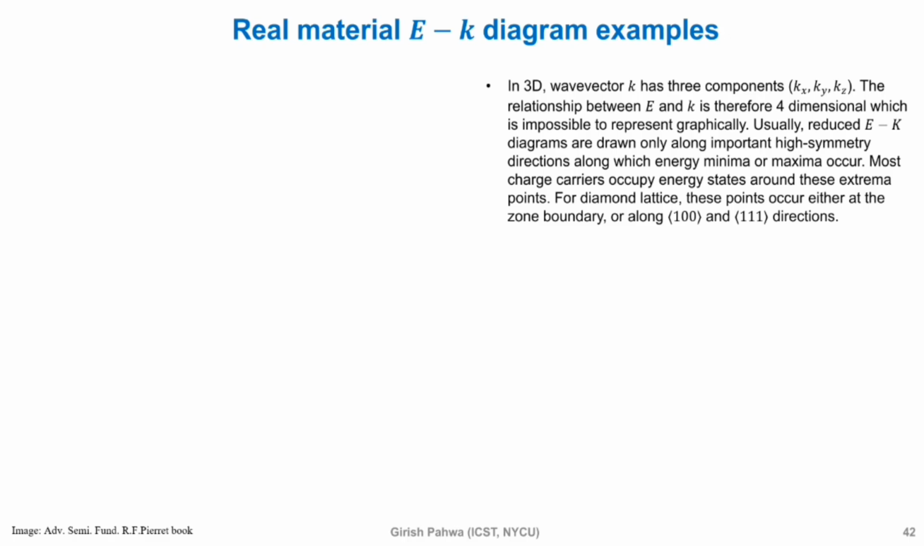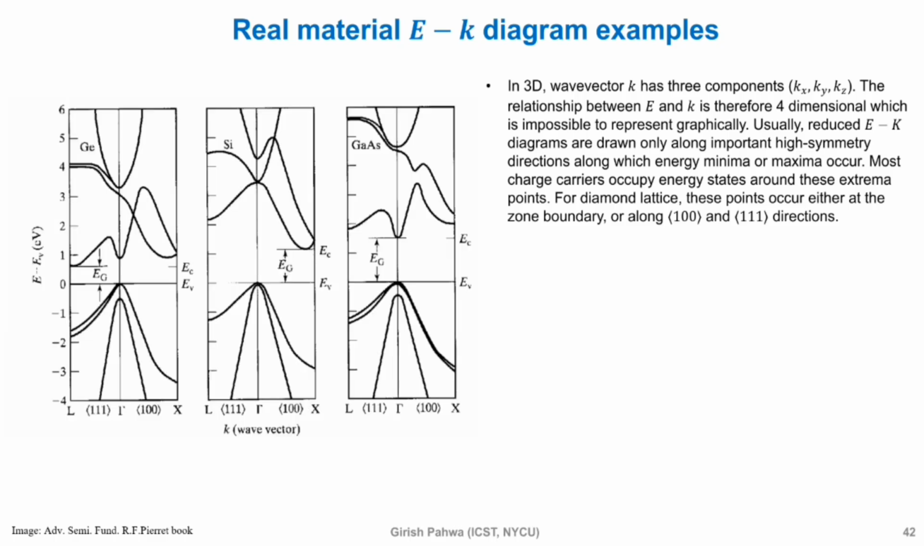Okay, so now you have 3D, so you have Kx, Ky, Kz, right? So K has these 3 components, and if we want to relate this to energy, you will need a 4-dimensional space. 4-dimensional space you can't draw, right? You have to draw a relationship between Kx, Ky, Kz and E. So it's a 4-dimensional relationship. So we can't draw that.